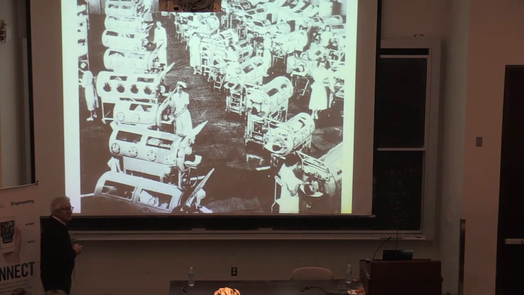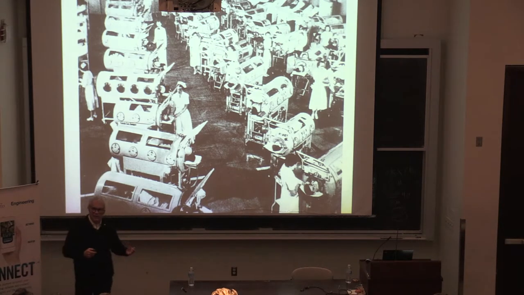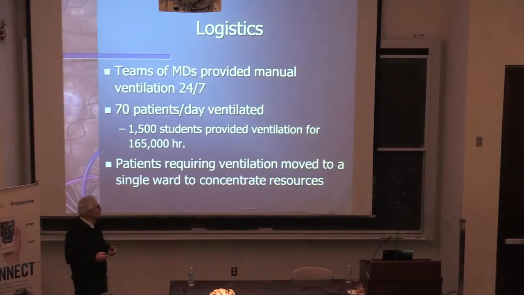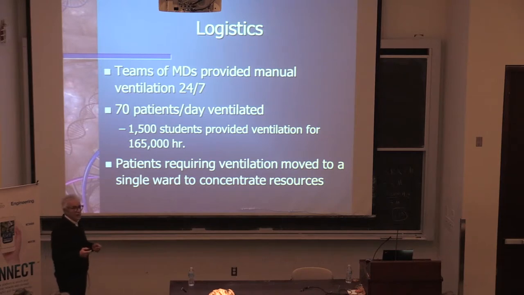Anyway, this led to things like this, with lots of patients being ventilated. They started off ventilating patients on different wards, and they realized this doesn't make sense. We've got patients on these difficult ventilators, and they're all over the hospital. Let's put them all together. So this was really the first ICU. And what happened was there were streams of physicians and medical students who provided manual ventilation.